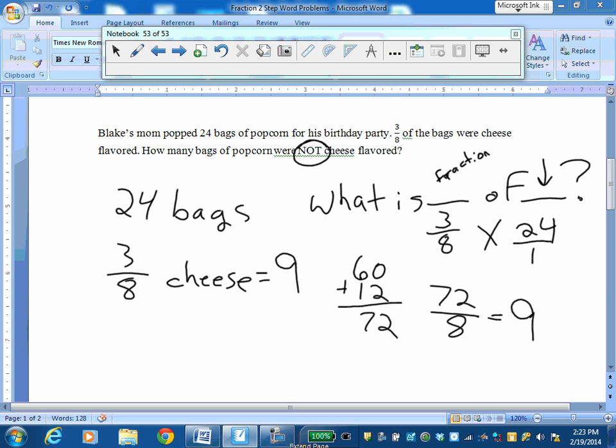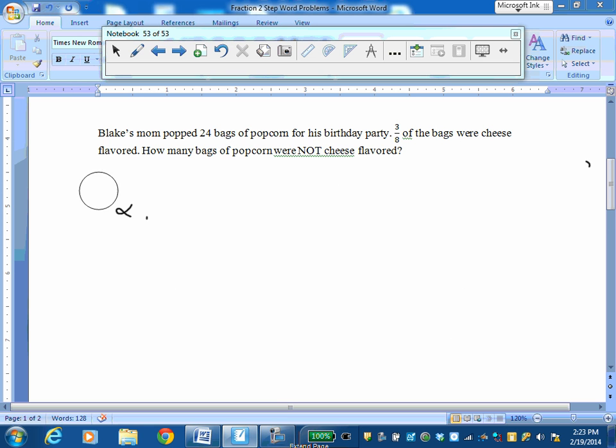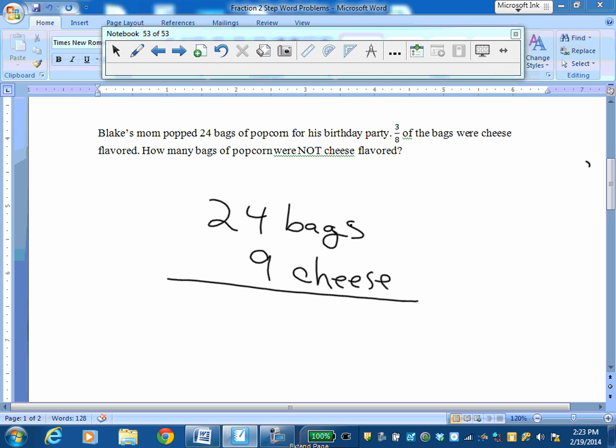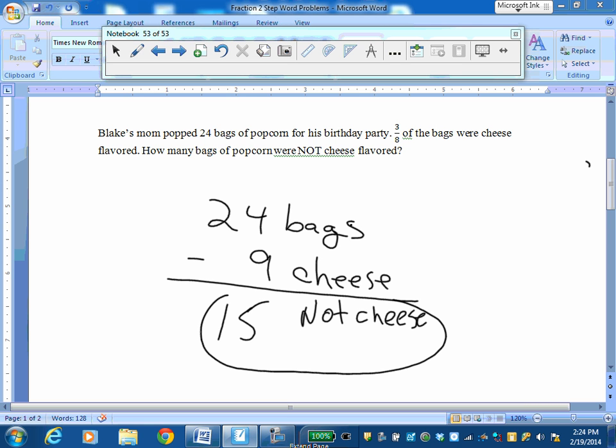So we've got to do one more step. We now know how many bags were cheese flavored out of our 24 bags altogether. So let's take a look at that. We have 24 bags. 9 of them are cheese. So if we do a subtraction problem to find the difference, we'll know how many were not cheese. And what is 24 take away 9? 15. So 15 bags were not cheese.